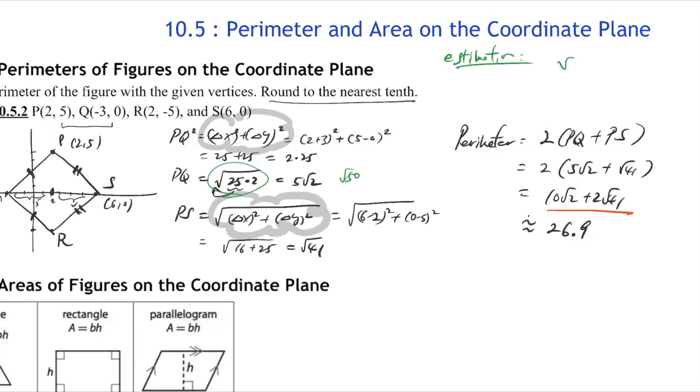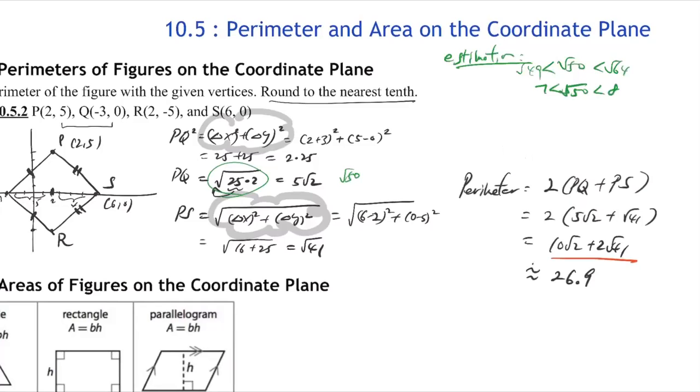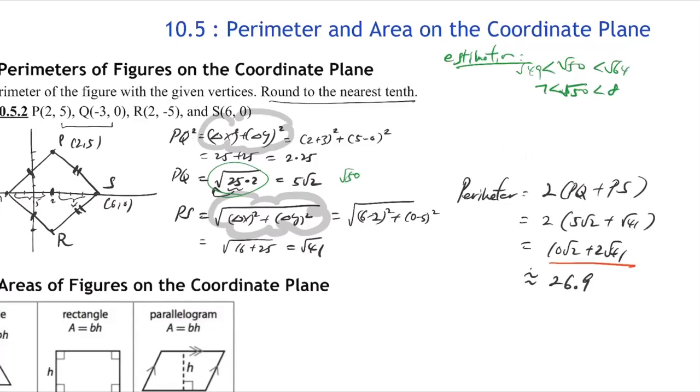Root 50 is between root 49 and root 64. So root 50 is between 7 and 8. But it is so much closer to what? 7, right? It's probably about 7. All right, let me bring this down just a tiny bit. And then how about root 41? It is between root 36 and root 49, and that's between 6 and 7.